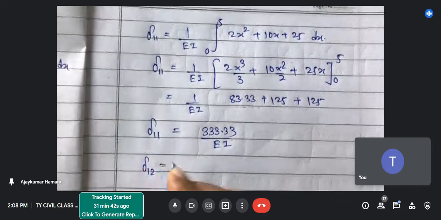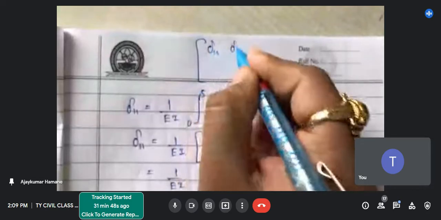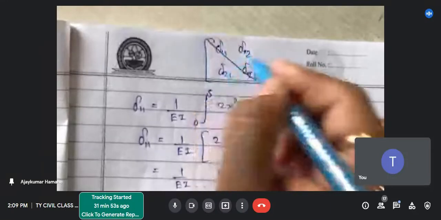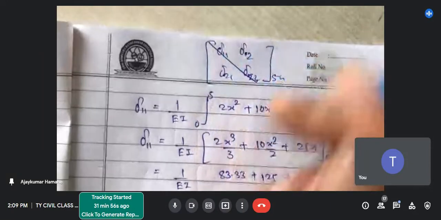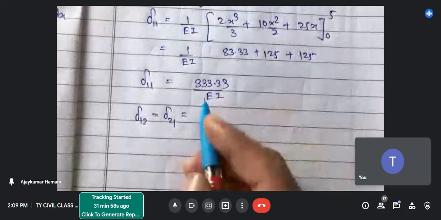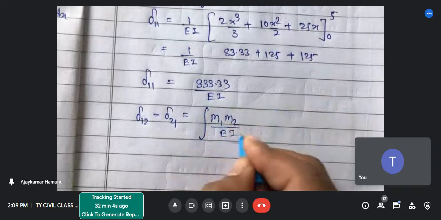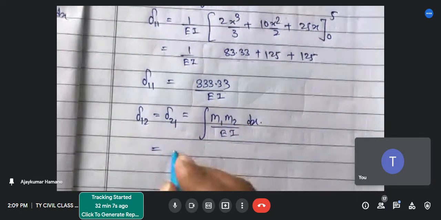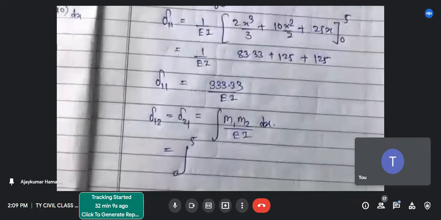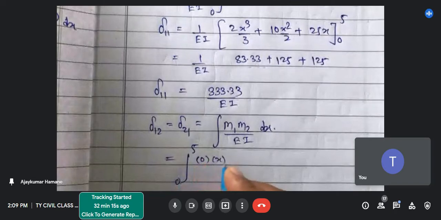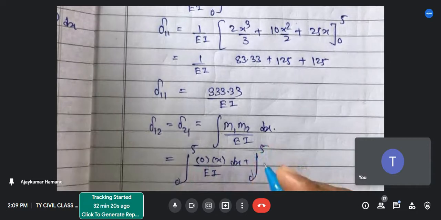And delta 1 2 and delta 2 1 are the same because we have a diagonal matrix: delta 1 1, delta 1 2, delta 2 1, delta 2 2. So this is the diagonal. Upper matrix and lower matrix will be the same because it is a symmetrical matrix. So delta 2 1 and delta 1 2 are the same. So M1 multiplied by M2 or M2 multiplied by M1 is the same. So 0 to 5, M1 M2. So 0 into x divided by EI into dx, first one.